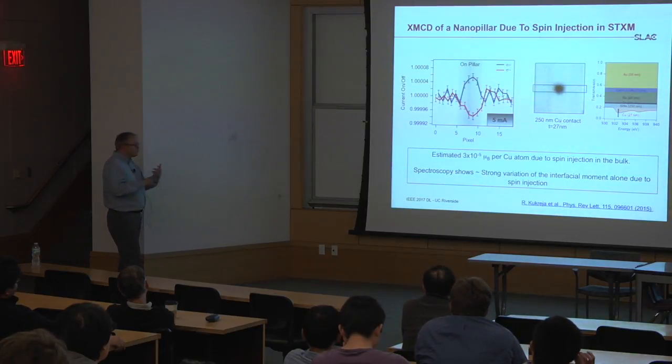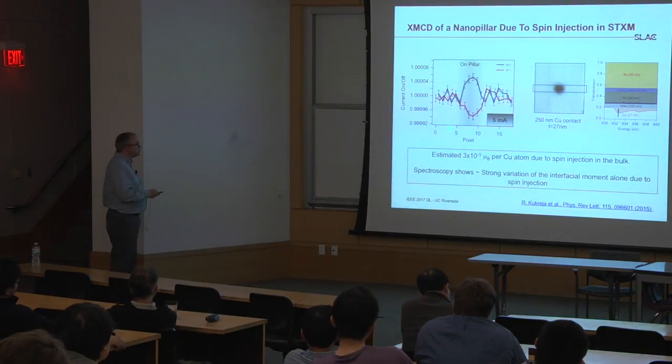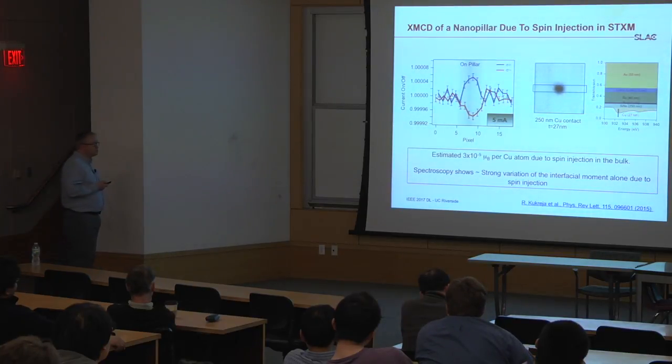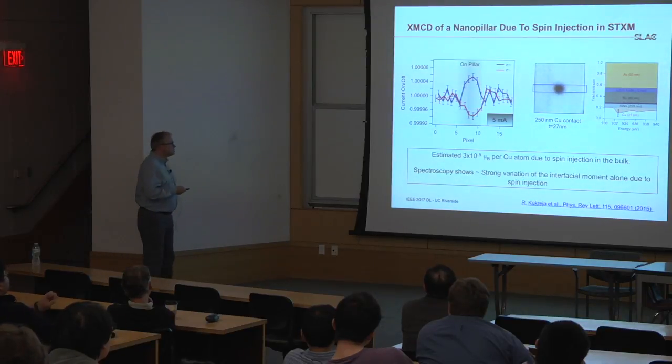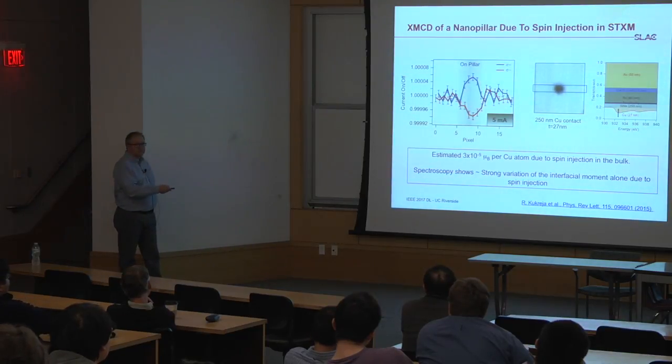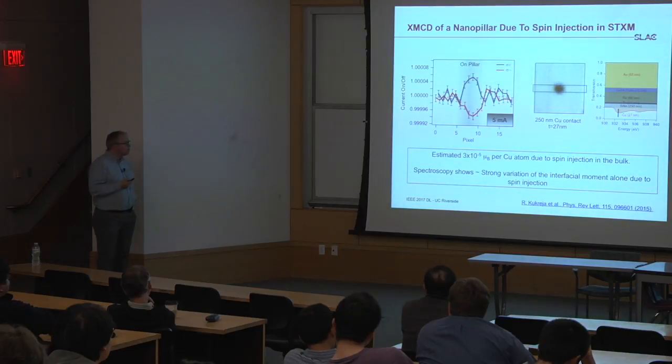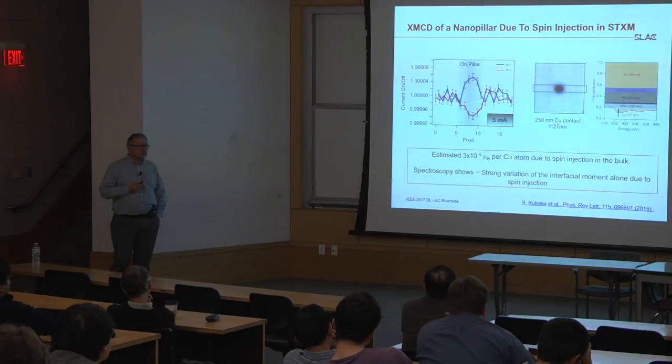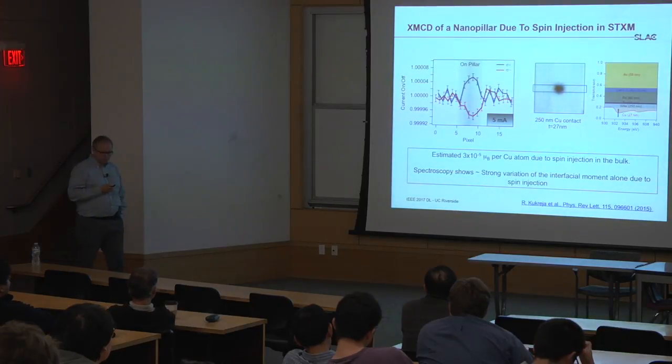Again, this is what we refer to as XMCD, something that changes its sign either with magnetization or with circular polarization. What this means is that we have a magnetic change in the copper absorption right here, induced by the spin polarization in the copper. It turns out it was much smaller than we initially expected, only about 3 times 10 to the minus 5. So it's a much smaller injection of spins from the cobalt into the copper than we expected previously.